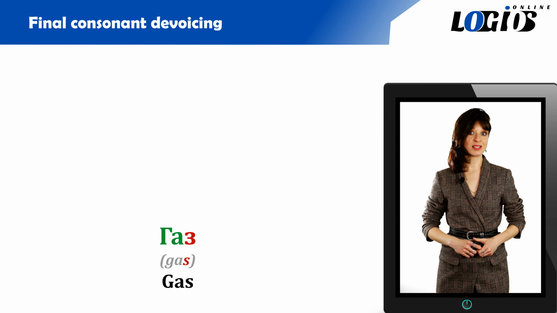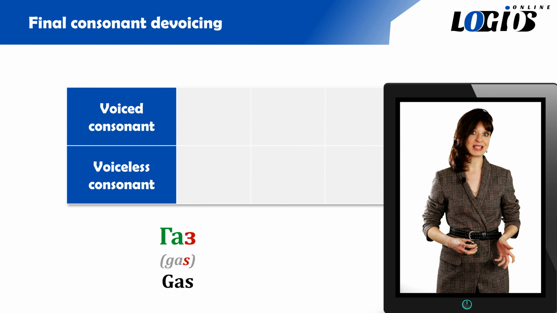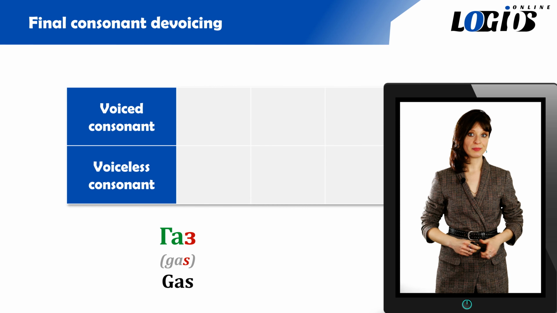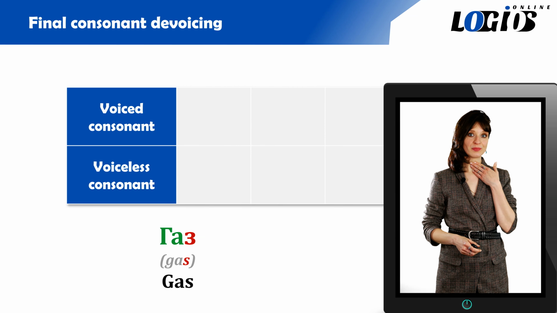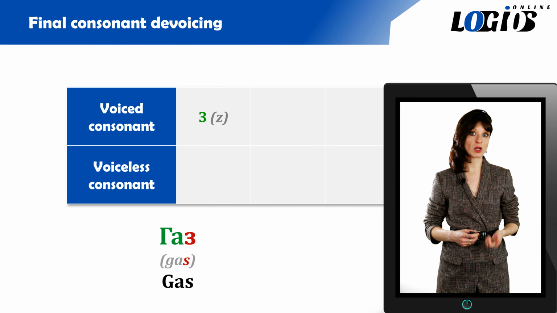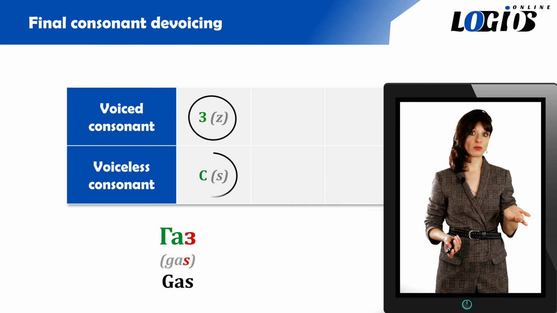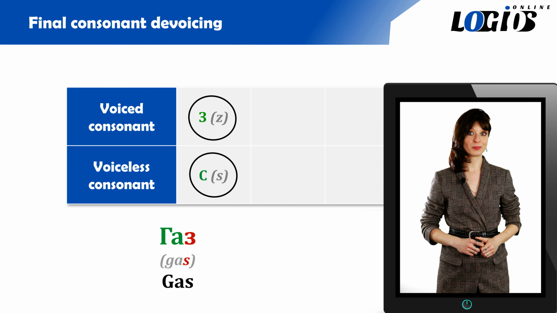In Russian, the consonants are divided into two groups: voiced consonants and voiceless or unvoiced consonants. Voiced consonants make our vocal cords vibrate when we pronounce them, whereas unvoiced ones do not make our vocal cords vibrate. When you say Z, you can feel your vocal cords vibrate. The consonant Z is what we call a voiced consonant. But your vocal cords do not vibrate when you say S. Therefore, the letter S is a voiceless consonant.